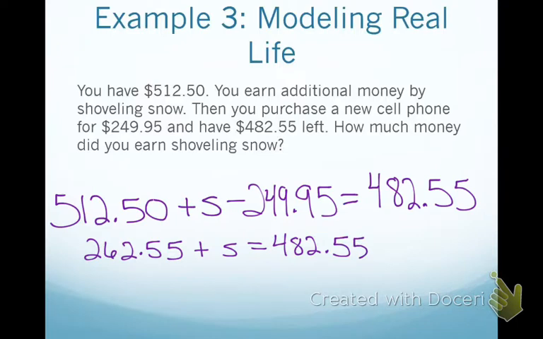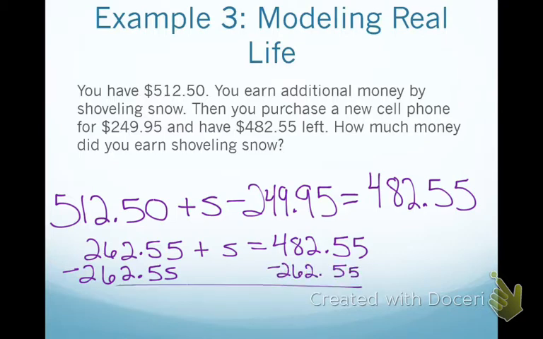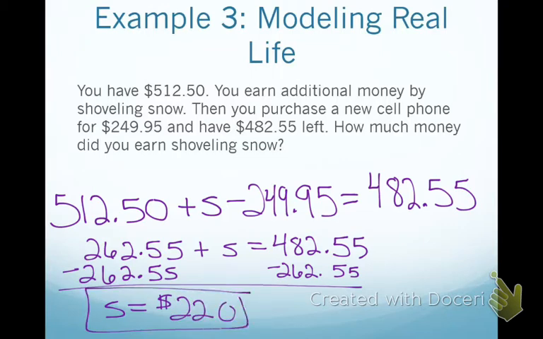What would you do to both sides? Oh, you added 249? Oh, okay, I got it. No, I subtracted it from 512. Subtract 262.55 from both sides. 262.55. And S equals what? 220 bucks. Okay, so that's how much I made shoveling snow. All right, that's how much I made shoveling snow.